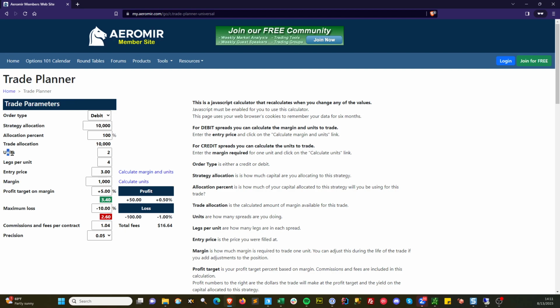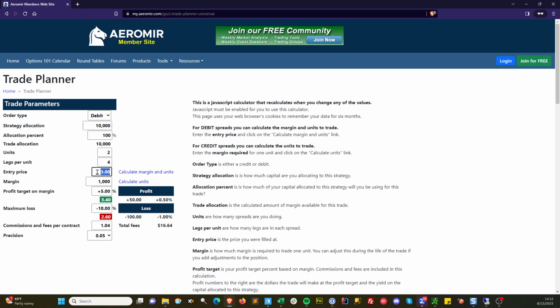And then the units, think of it as the number of spreads that you're doing, and legs per unit is how many legs you need to use to create that spread. So a 4-legged spread would be something like an iron condor, iron butterfly. A 2-legged would be like a vertical spread or a calendar spread. A 4-legged could also be a double calendar, a double diagonal. But you have to decide how many legs per unit. You could do a combo, hedge combo, which is 3 legs, or a single. You could put all those in here, but it's got to be a number from 1 to 4.